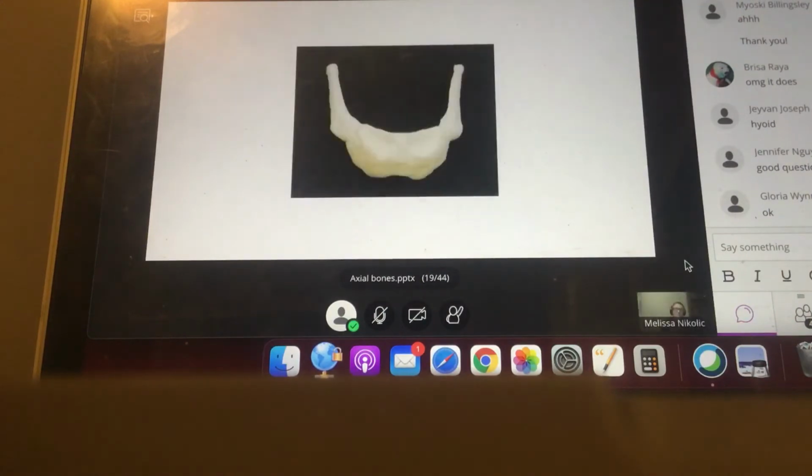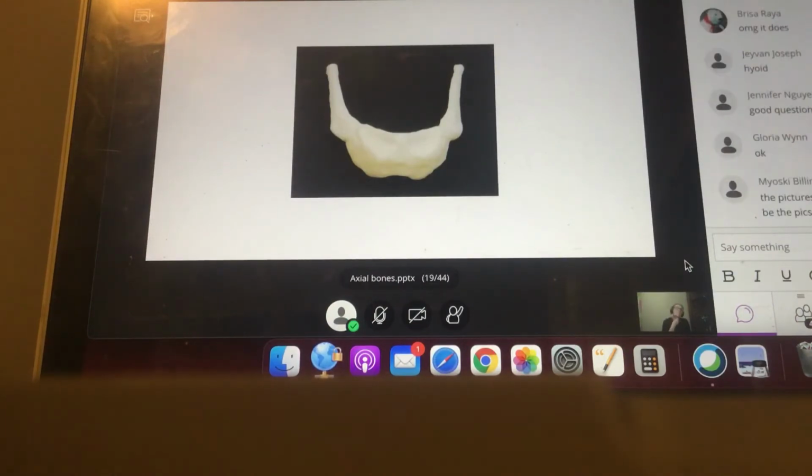Oh, I do have it. That's a hyoid bone. Again, it's this weird looking, kind of like a mini little mandible, but it's not, right? Your tongue is attached to it and ligaments are attached to it in the neck.